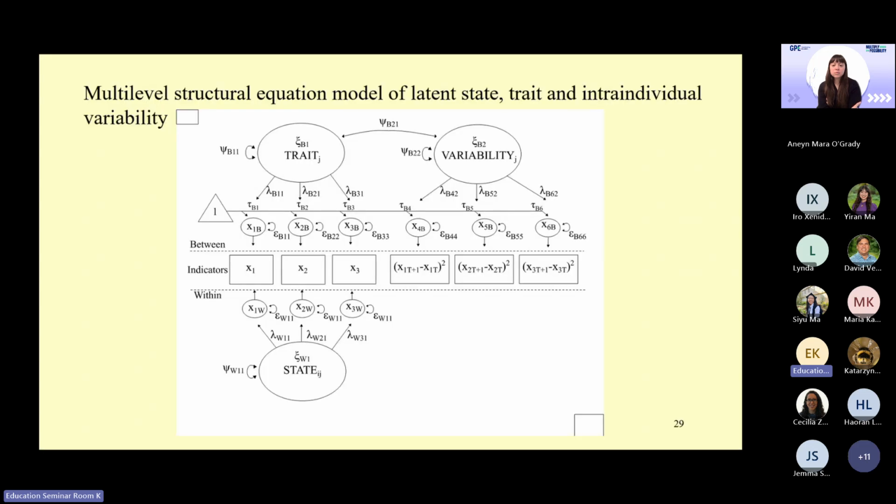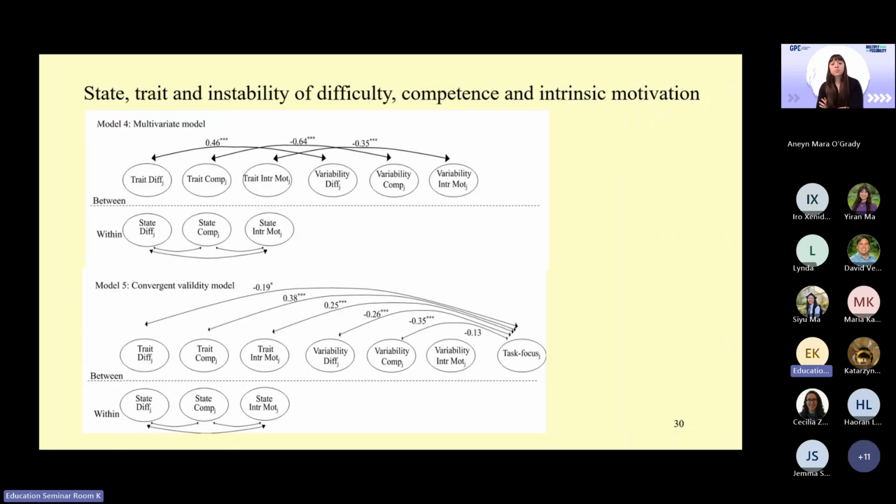We modeled this with a structural equation model. We modeled the observations in the situations here in the middle, and then treated this as a state latent construct and the trait latent construct, and we modeled the variability using the mean squared sequential differences aggregated from the data. So we have three latent constructs in this model for each variable.